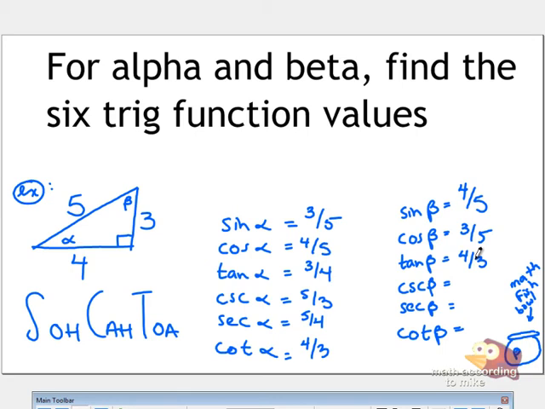Cosecant. The cosecant is the reciprocal of sine. 5/4. You took 2. Secant is the reciprocal of cosine. Five thirds. And cotangent is the reciprocal of tangent.